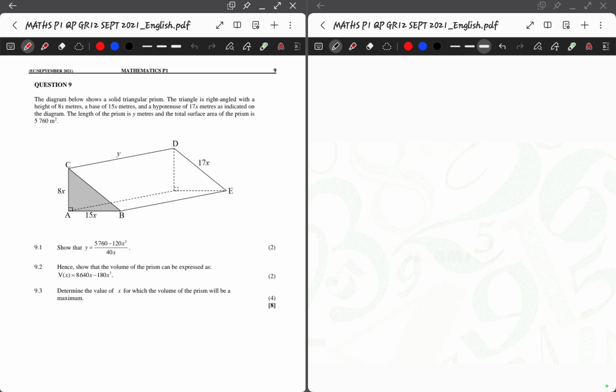So we need to show that y will be given by that. And the only way to show that, we need to use the surface area of triangular prism.